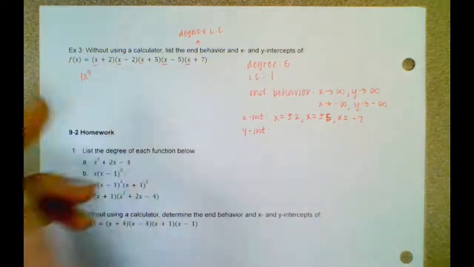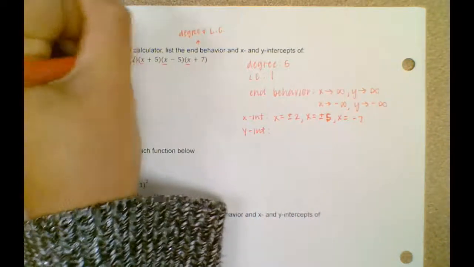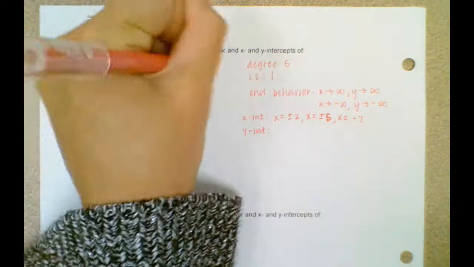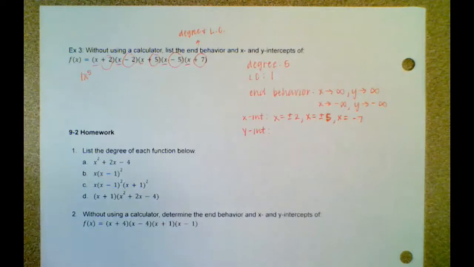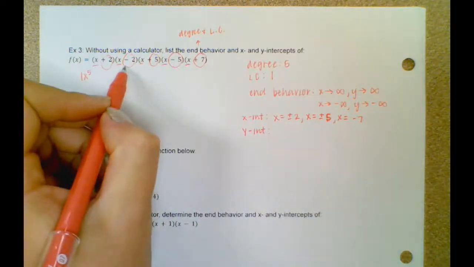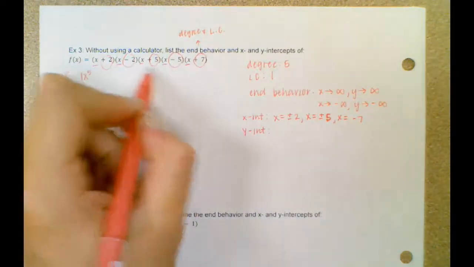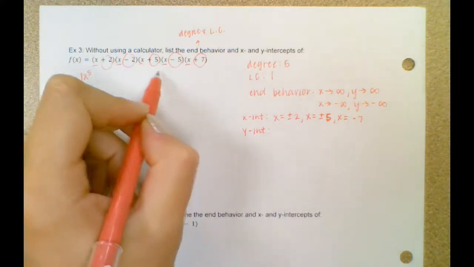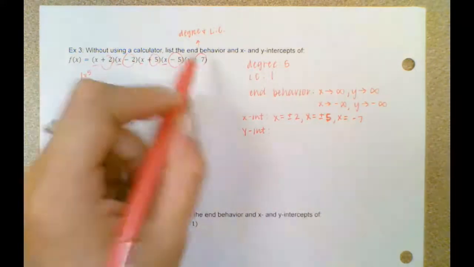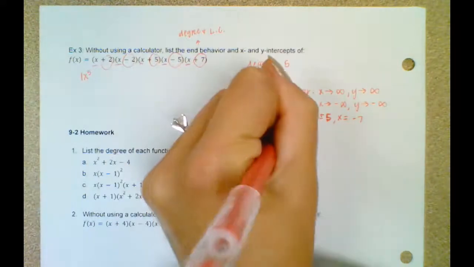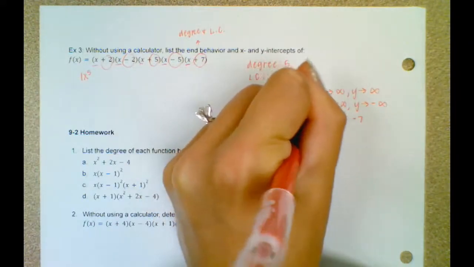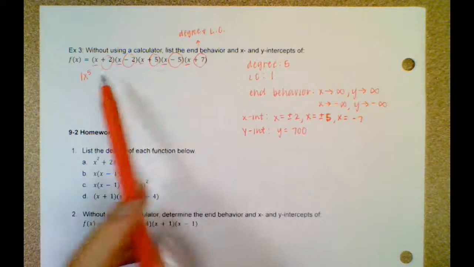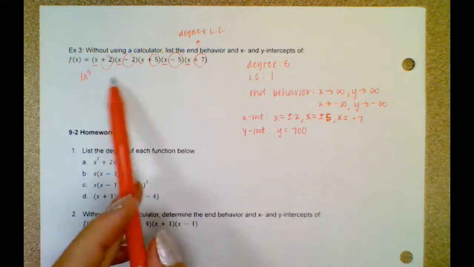So we are basically just going to multiply these values. So 2, -2, 5, -5, and 7. So what's that going to be? That's -4. This is -25. So -4 times -25 is +100. Times 7 is 700.